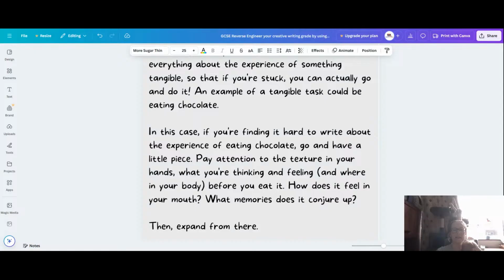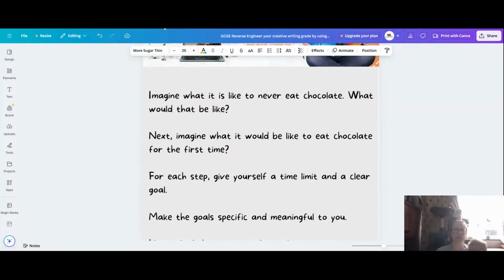Pay attention to the texture in your hands, what you're thinking, feeling, and where in your body before you eat it. How does it feel in your mouth? What memories does it conjure up? Then expand from there. Imagine what it's like to never eat chocolate. What would that be like? Next, imagine what it would be like to eat chocolate for the first time.